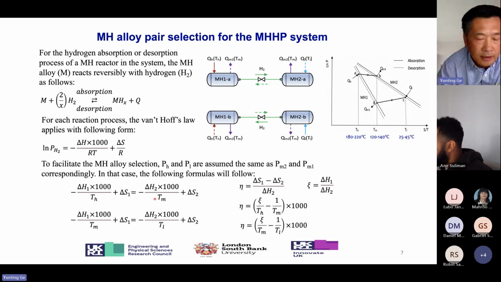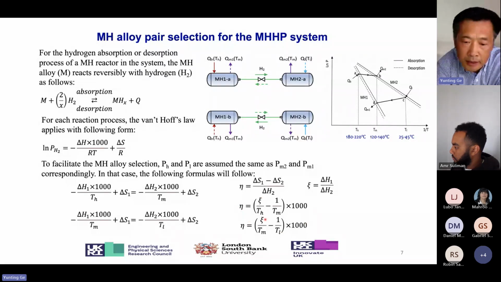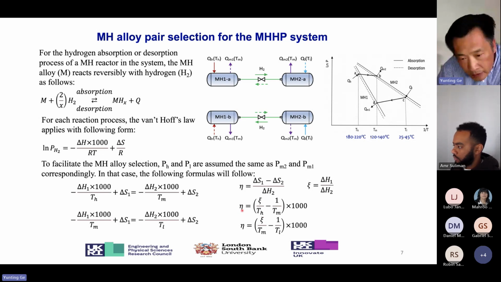To facilitate the metal hydride alloy selection, we use some variables, theta and delta. This variable characterizes the reaction with this formula, and delta is calculated by means of this formula. Replacing these two variables into the two pressure balance equations, we obtain this, which can be used later for the purpose of metal hydride selection. In this formula you have two variables, theta and delta.